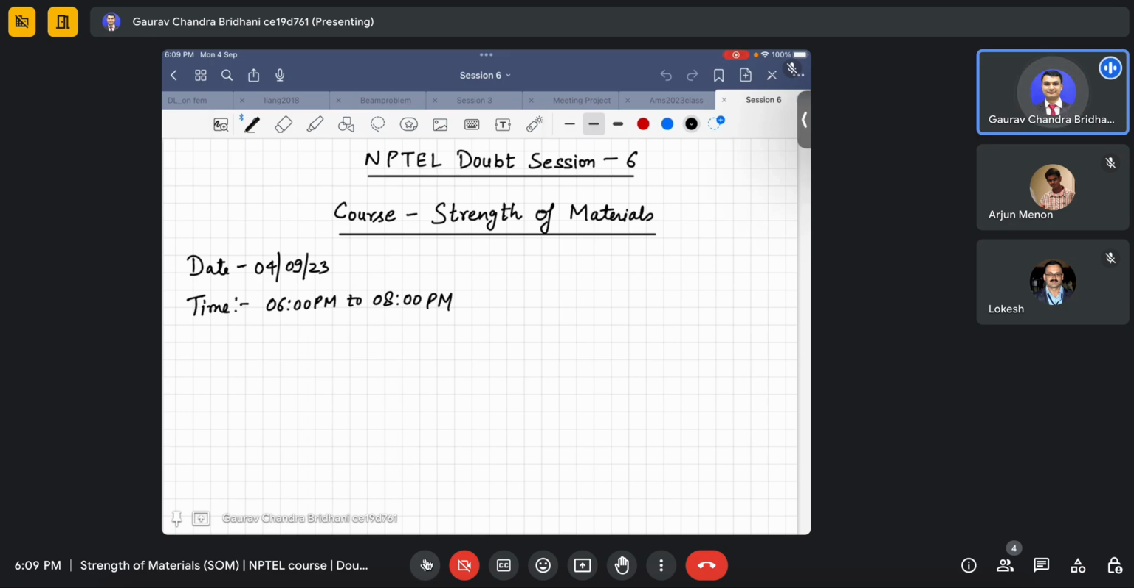This week we'll solve some questions in this session mostly on constitutive relation, so that we understand how, if stress is given, we can find strain, or if strain is given, we can find stress. Then next week I'll take some problems on thermal loading and some other concepts. Okay, so let's start.